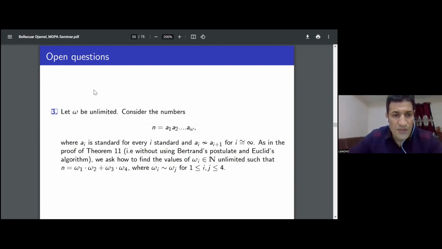And in the third question, we assume n is given by this product, but here for i unlimited, when the index is unlimited, then Ai and Ai plus 1 are not of the same order, as we have seen with the product of Fermat numbers. So here we don't know if n can be written in this form without using Bertrand's postulate and Euclid's algorithm.